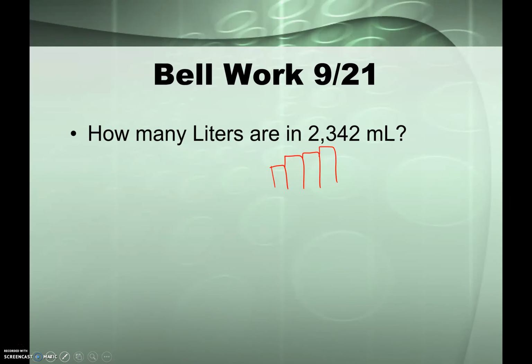So, for our bell work that day, we just had a warm-up question of how many liters are in 2,342 milliliters. So I drew half of our conversion chart here. We're trying to go from milliliters, because that's what's given to us, and we're trying to get to liters. So if we start with our decimal place, we're going to move it 1, 2, 3 places to the left. Do that here. So our final answer for our warm-up question was 2.342 liters.